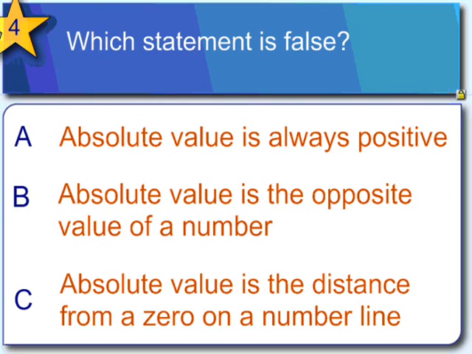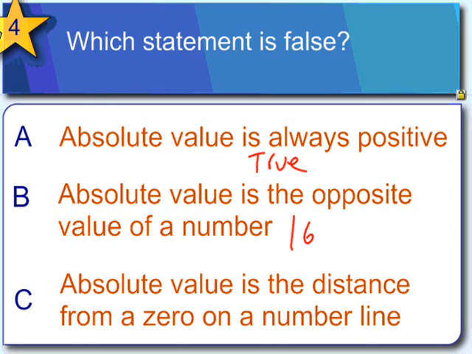Now, which one of these statements is false? Two of these are true. Absolute value is always positive. Well, that is true. I'm actually going to write that here. The absolute value is the opposite value of a number.